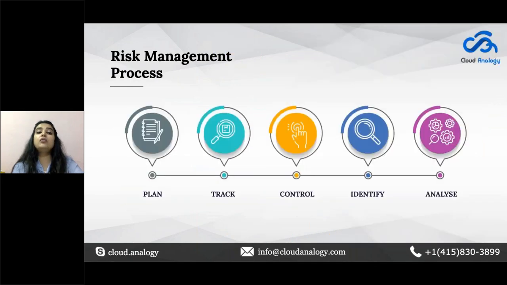Now I'll be telling you what the risk management process is. It comprises five things, which are plan, track, control, identify, and analyze. In planning, we first identify the risk, then we need to plan how we are going to move further, because without planning anything, we will have nothing in our hand. So we need to plan first.